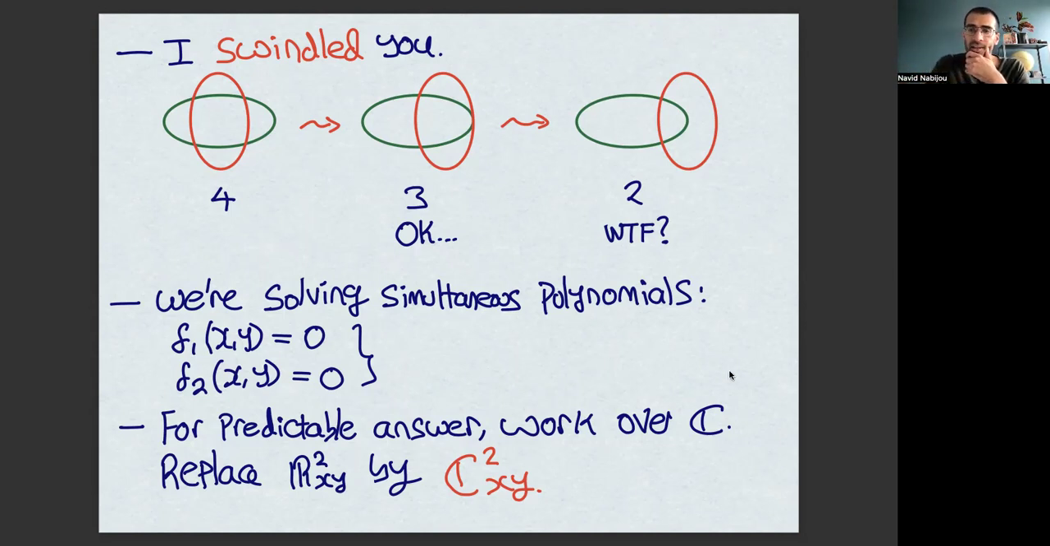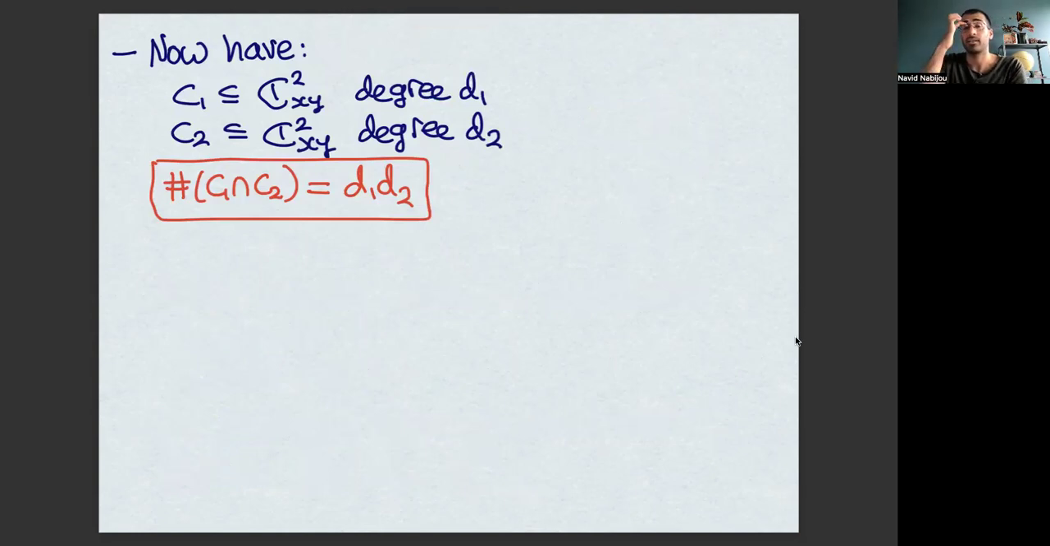Okay, so let's set that up. We have, just like before, curves C1 and C2, but now they're living in the complex plane C2 with coordinates x and y. They're still defined by the same polynomial equations that we had before, and those have some degree.